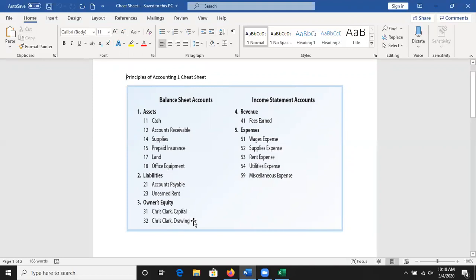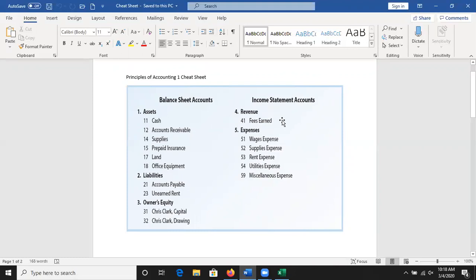Chris Clark Drawings recognizes how much the owner actually has withdrawn up to this point in time. Okay, so that's what a drawing account is. So as the owner takes out money, they increase their drawing account. Okay, it's a type of equity.